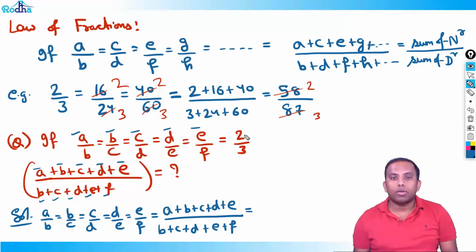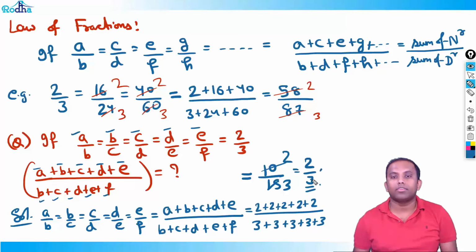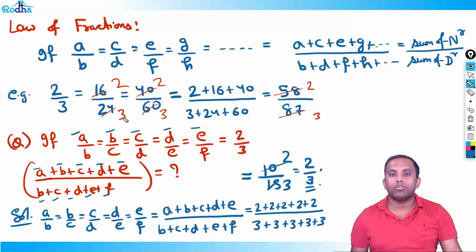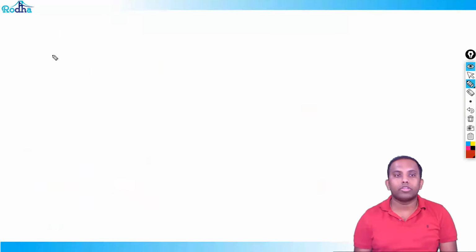And since all are 2 by 3, therefore 2 plus 2 plus 2, 5 times, upon 3 plus 3 plus 3, 5 times. What is the answer? Answer becomes 2 into 5 is 10, 3 into 5 is 15, 10 by 15. That is also 2 by 3. So answer is 2 by 3. Okay, simple question, right? Simple sum of numerators upon sum of denominators. Okay, now we'll do a few questions here to understand the concept. Okay, next question.